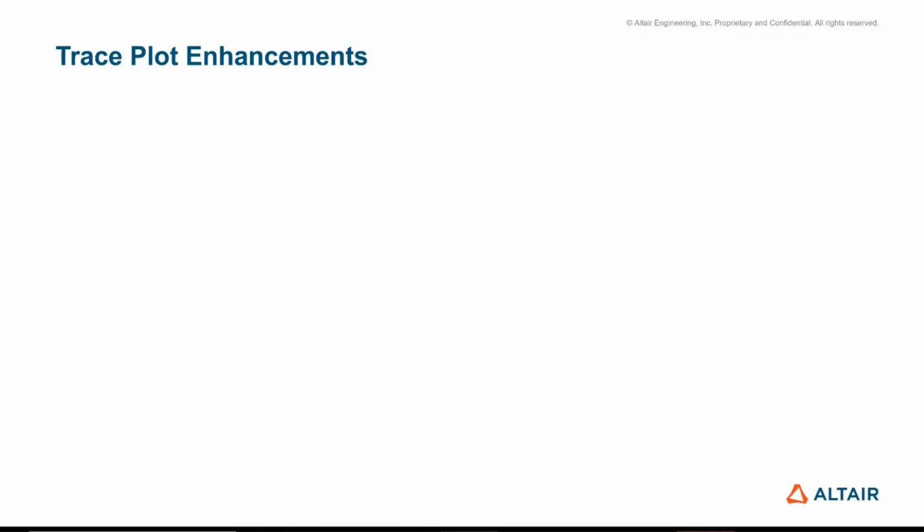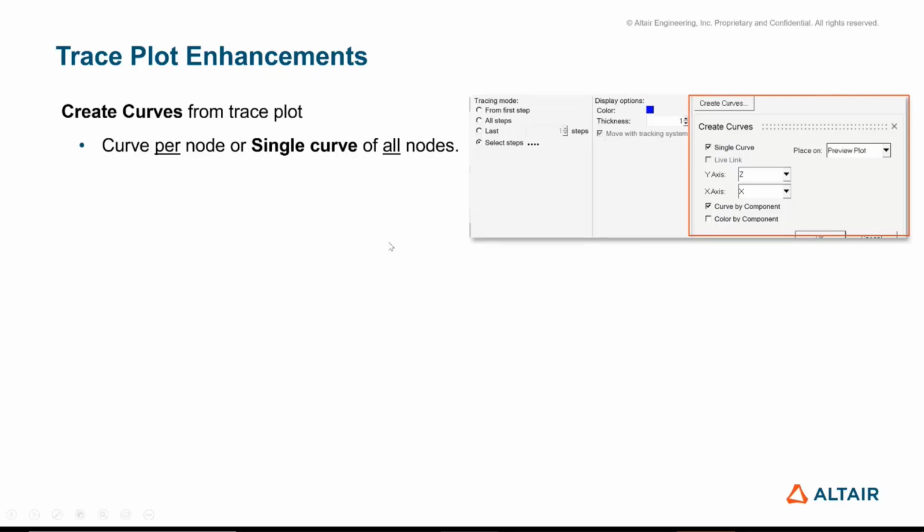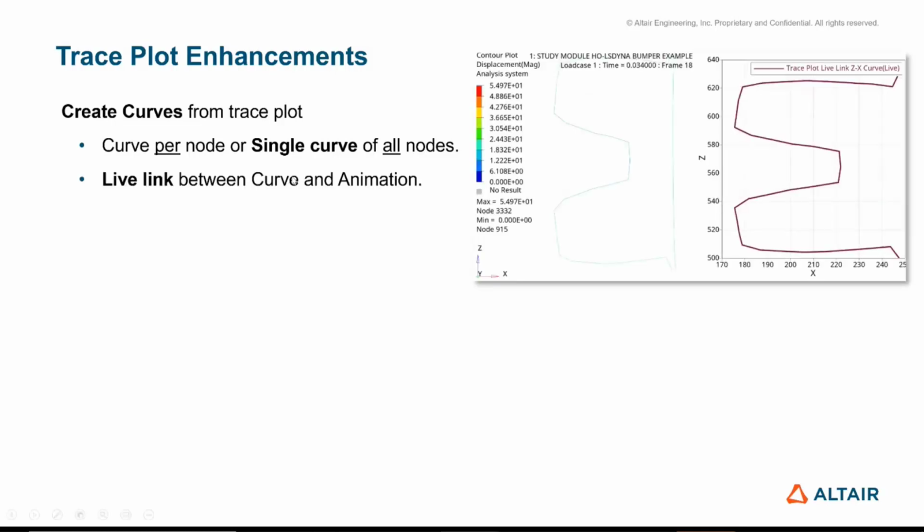We have also done some key enhancements to the trace plot functionality in HyperView. The main thing that I want to highlight here is if you go to the trace panel, you will see an option to create curves from a trace plot. This works very similar to the measure in HyperView. So you can either create a curve per node, or you can create a single curve that connects all the nodes for which you have requested tracing. And also, like measures, you have the option to do a live link between the curve and the animation.